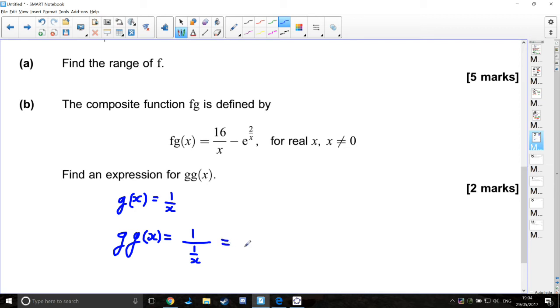Okay, little trick for stacked fractions like this. What we've really got here is 1 divided by 1 over x. And this is actually a lot easier than it looks. All this means is 1 multiplied by the reciprocal of that. So that's the same thing as saying 1 multiplied by x over 1, which is just x. Question done. GG.